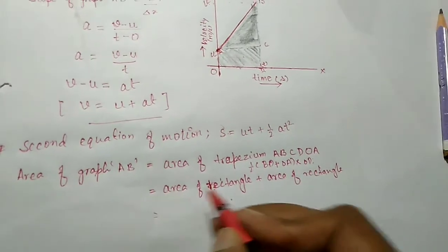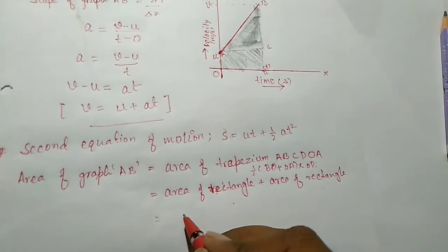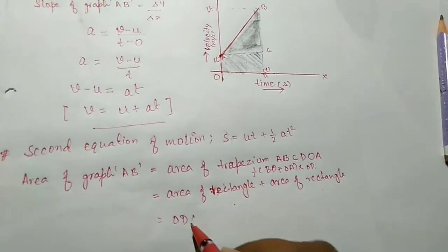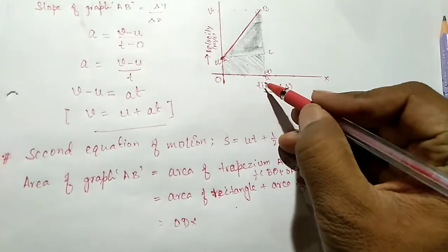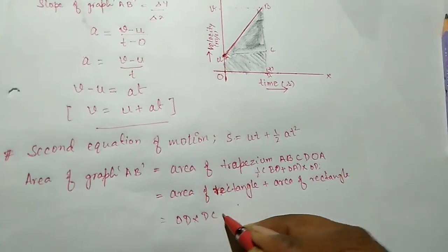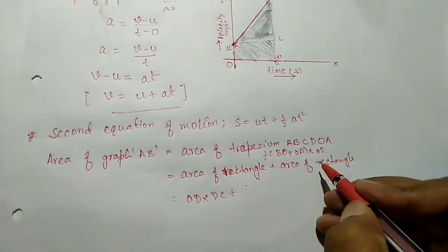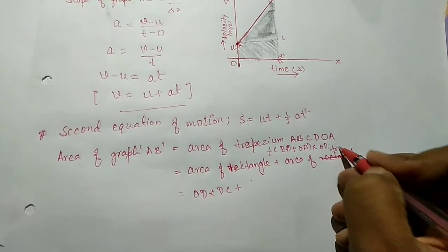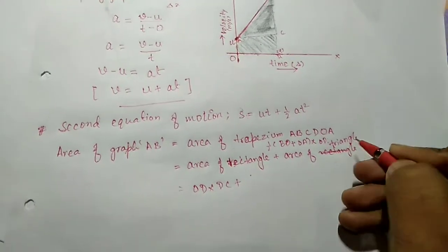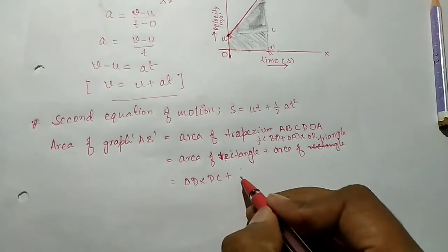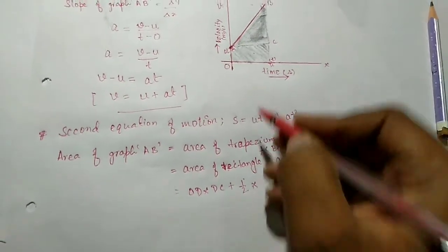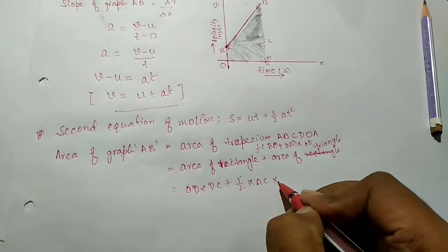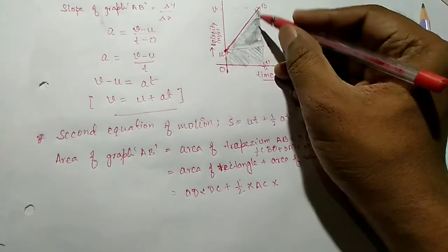If you are splitting in this form, then area of rectangle is length into breadth, length means OD, breadth means DC, plus area of this one, the triangle, by mistake I have written. So plus area of triangle, that is half into base, meaning AC, multiplied by the height BC.